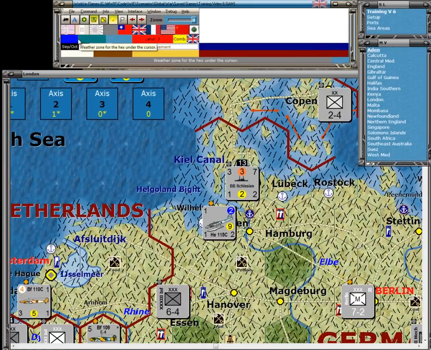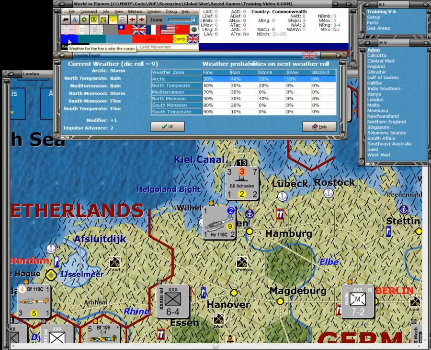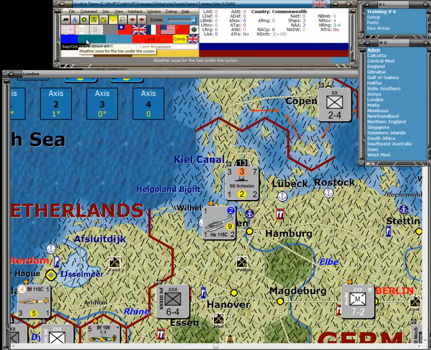Most of these panels up here also act as buttons. So if I click on the weather panel, it brings up the weather form. If I click on it a second time, it goes away. If I click on the weather zone, it brings up all the indicators in each hex telling us what the weather zone is. I click on it a second time, those go away.